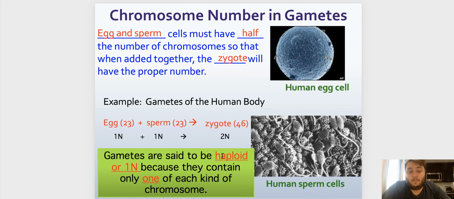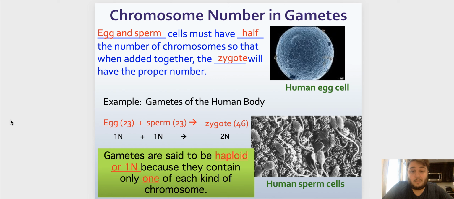Now, haploid is a little different because haploid is only 1n as opposed to 2n. So really what haploid is, it's just breaking down diploid into its individual parts. So egg and sperm must have half the number of chromosomes that we need so that when added together, the zygote will have the proper number. Remember our vocabulary term, zygote is when the egg and sperm fuse. Because the zygote needs 46, as a human, we need to have 23 from the sperm and 23 from the egg. And we're going to see in a second that meiosis, right?